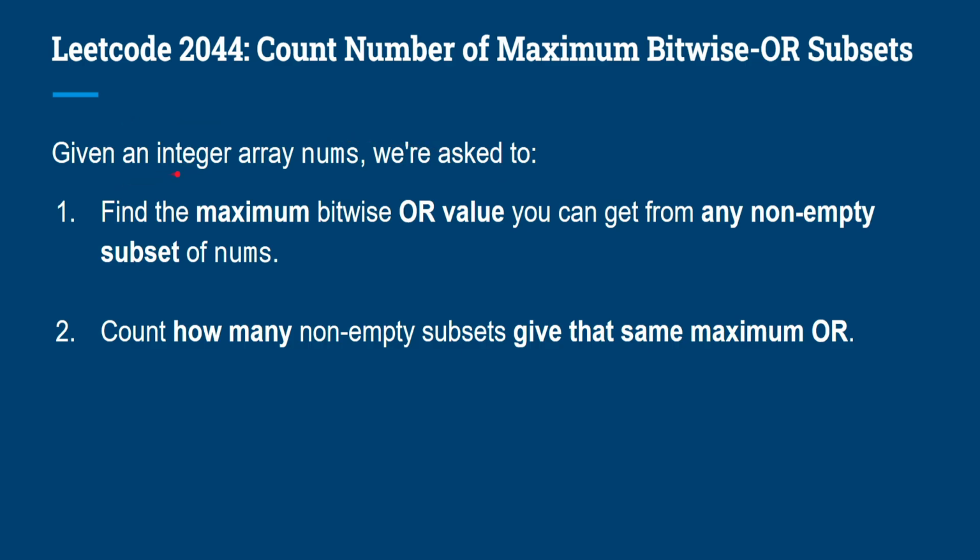So the very first thing: we have been given the array nums, and what we are asked to do is find the maximum bitwise OR value that you can get from any non-empty subset of nums, right? Then we have to count how many non-empty subsets give that maximum OR. That we have to find.